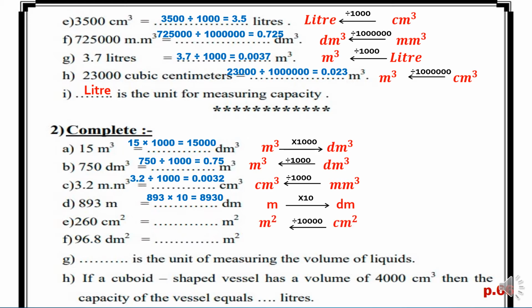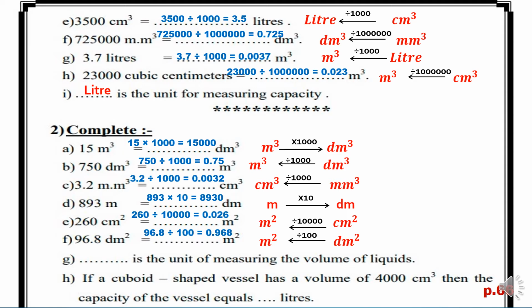To change from centimeter squared to meter squared, it's divided by 10,000. So 260 divided by 10,000 equals 0.026 meters squared. Letter F, 96.8 decimeter squared equal how many meters squared? To change from decimeter squared to meter squared, I will divide by 100. So 96.8 divided by 100 equals 0.968 meters squared.